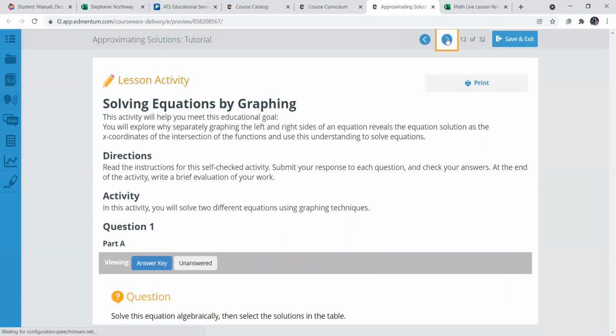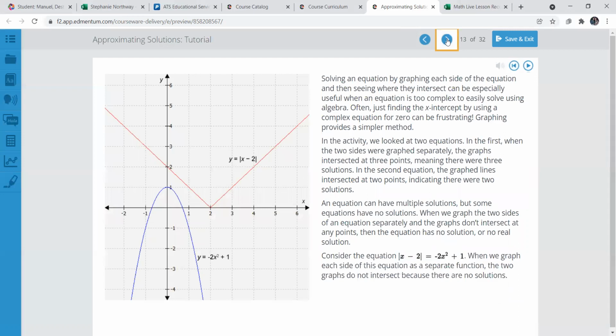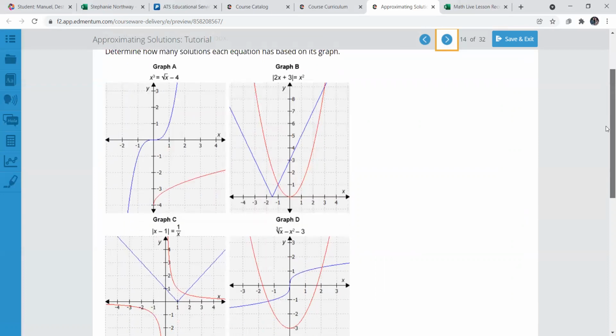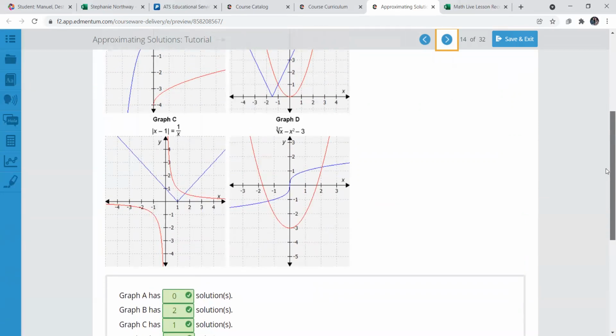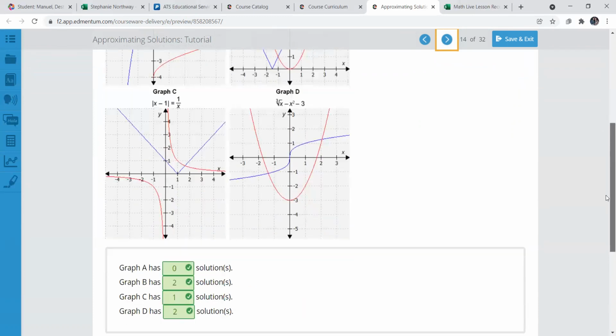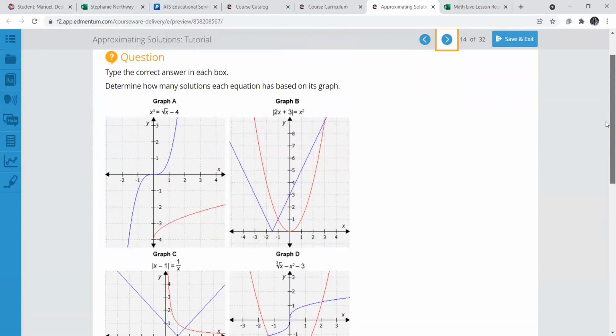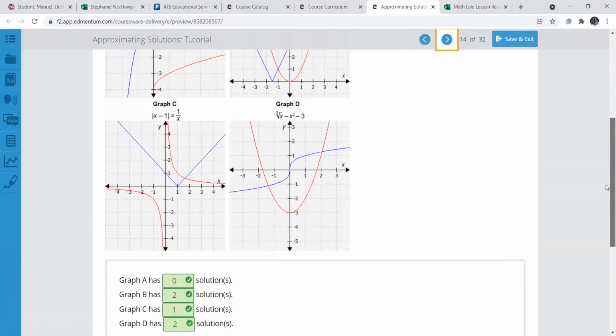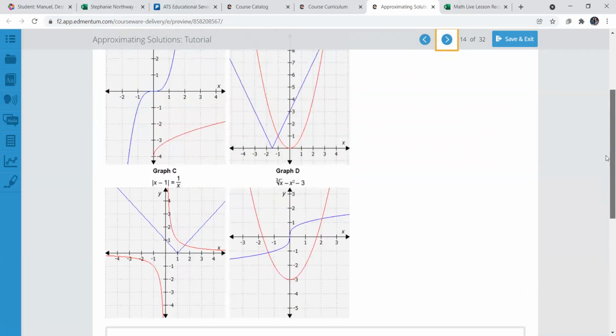Okay, so here's the question, and I'll let you do these on your own. Two different types of graphs here. And let's see what's next. So you would determine the number of solutions with it. Probably you would say this is based on whether or not the graphs are touching each other. So as you see in graph A, there's 0 solutions. Graph B, there's 2 because they touch each other twice. Graph C is 1 because they only touch once. And then graph D is 2 because they touch each other twice.